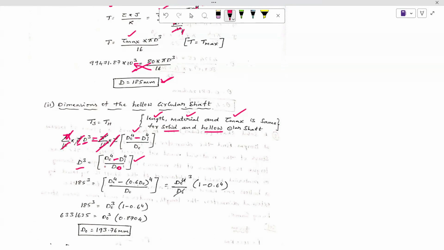So substitute the value. Diameter is 185. For the solid circular shaft, only one diameter, so 185 to the power of 3 is equal to d naught to the power of 4 minus di to the power of 4. In the problem, they have given di is equal to 0.6 times the d naught. So just substitute the value of di as 0.6 times the d naught, so (0.6 times the d naught) to the power of 4 divided by d naught.